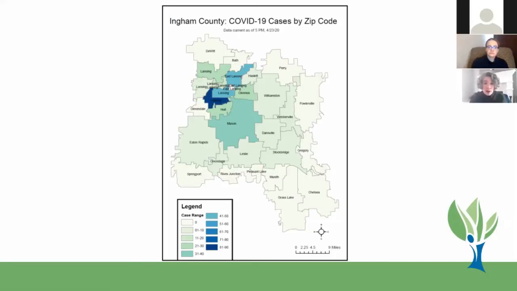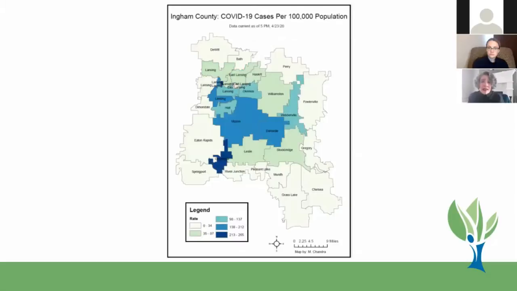Nonetheless, this is what we're looking at in total number of cases by zip code, where that 48911 is now in a new category, with the 48910 and 48823 being in a category several down from that. I think they're in the 41 to 50. That looks like this by rate.